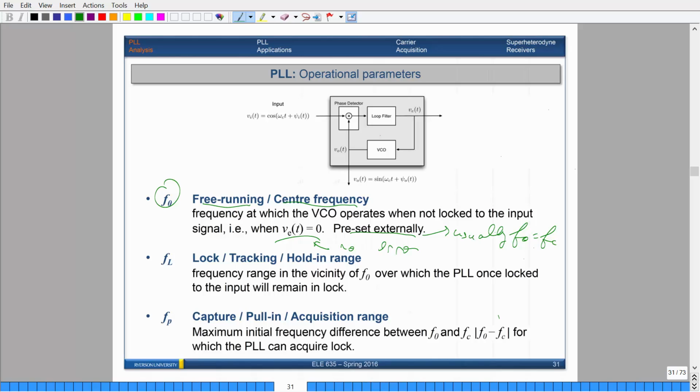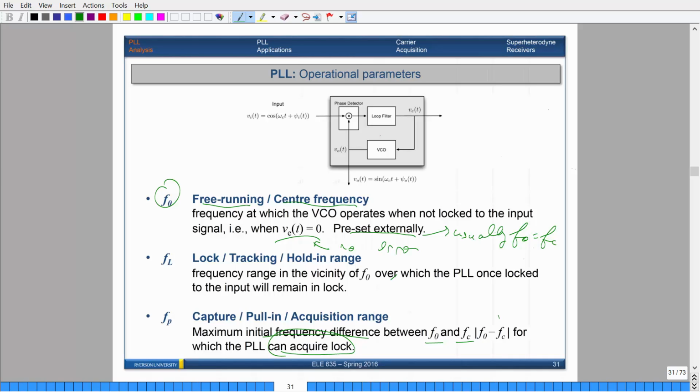Once you finally lock onto your signal, there's another variable which is called the capture range. This is the tolerance where, as you start varying your carrier frequency, the output will match the frequency that you tune in for the input. If you exceed this range, the output frequency will simply fall back to the free running frequency. So this is the maximum initial frequency difference between F0 and FC which can acquire the lock. Okay, so this is all terminology.